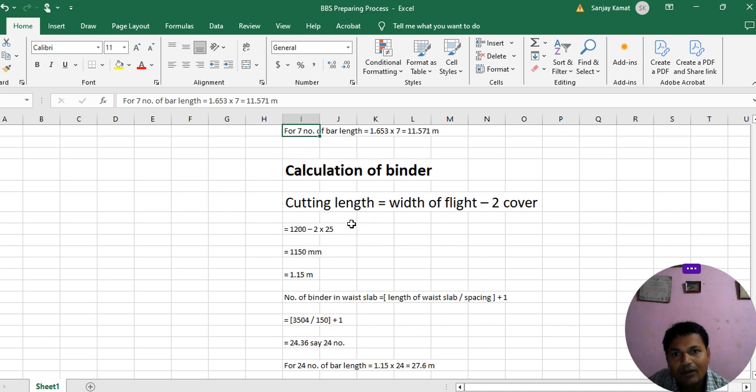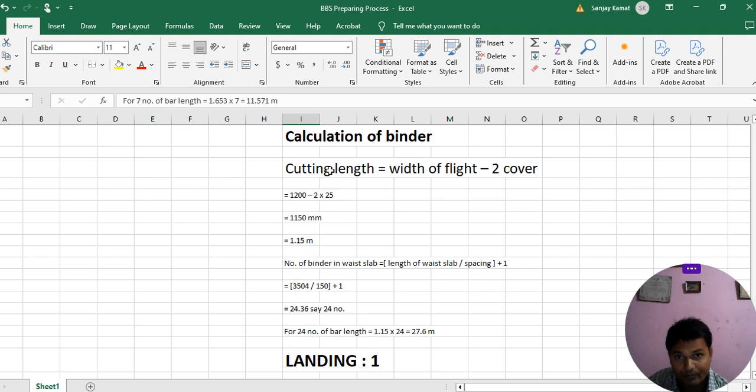So now we are going to calculate for the binder. How much length of bar have we bound for the staircase? That we are going to calculate. So cutting length is equal to width of the flight minus 2 cover.